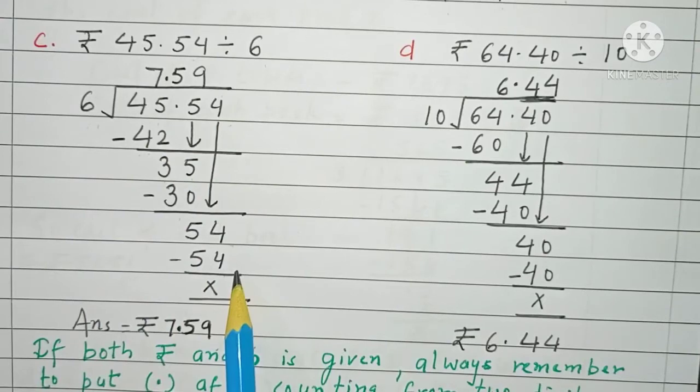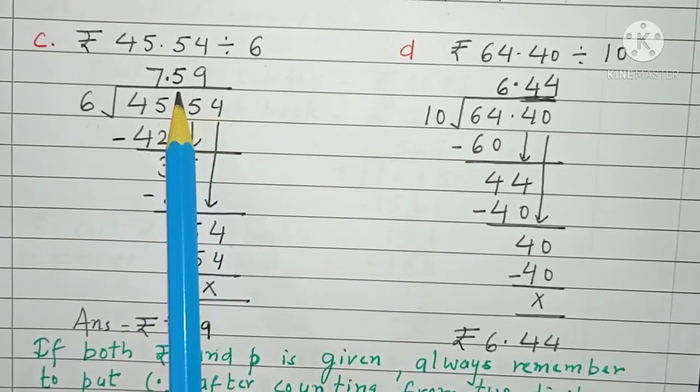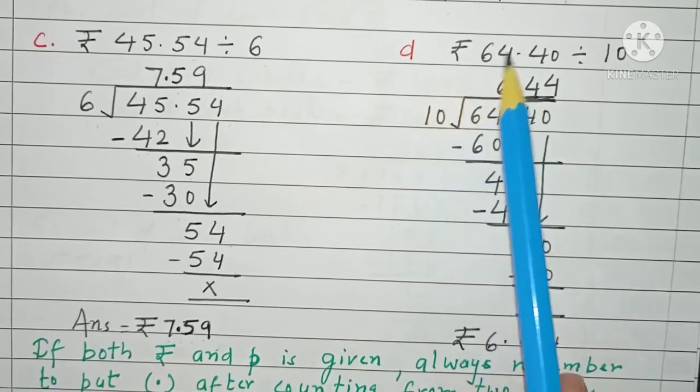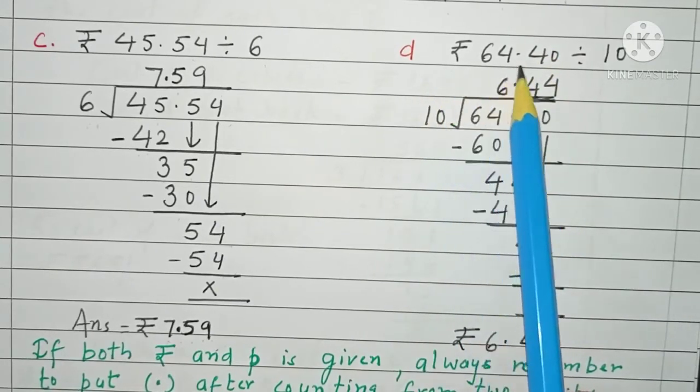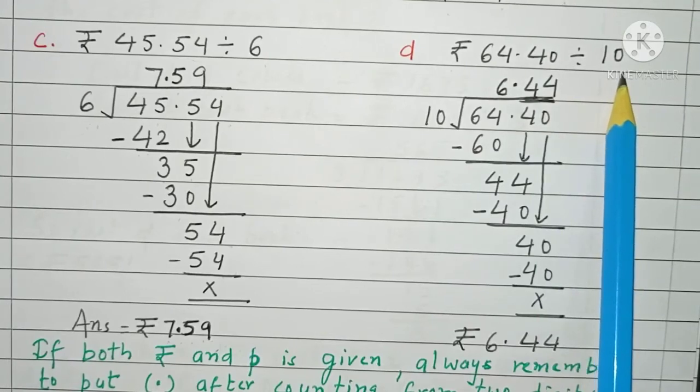Always remember, we need to put a dot after counting 2 digits from the right. So the answer comes out to be here is rupees 7.59. That is 7 rupees and 59 paise. See the D part now. Rupees 64.40 is to be divided by 10. It is the division by 10.